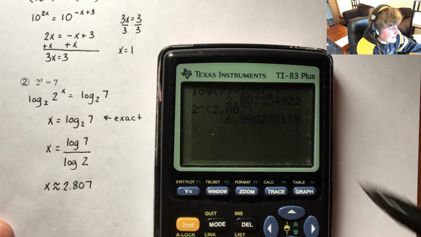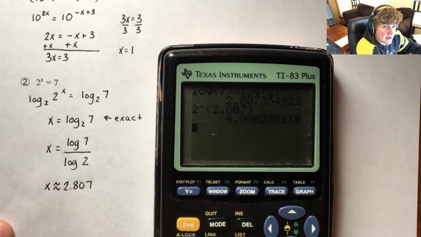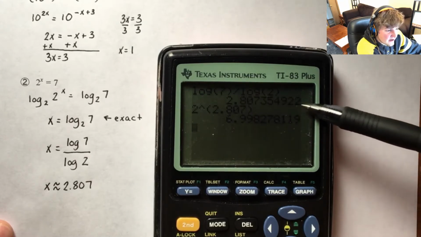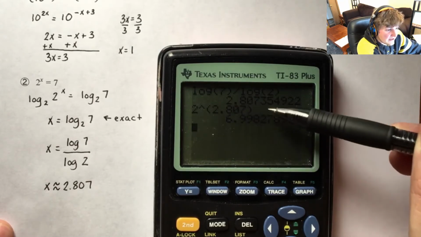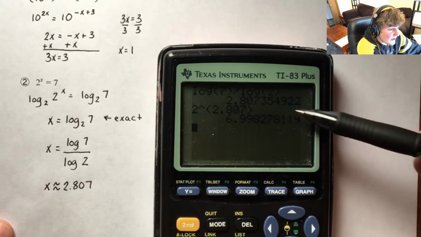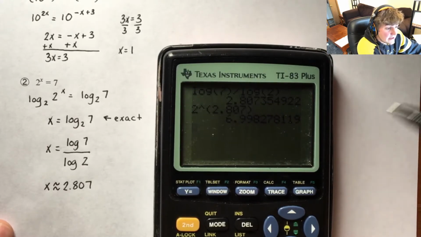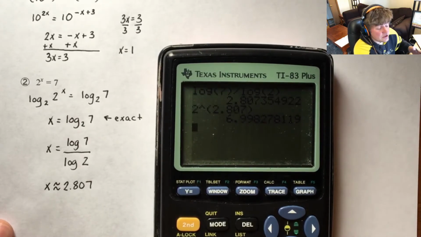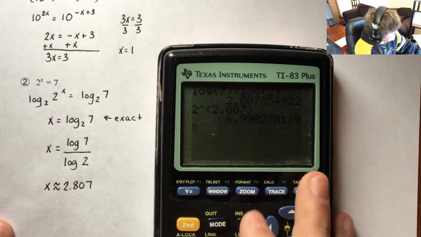But why am I not getting exactly 7? It's because I'm not plugging in this exact number here. I'm plugging in a rounded version, because 2.807354922 and so on is not the same as 2.807. They're great approximations for each other, but they're not the same number.